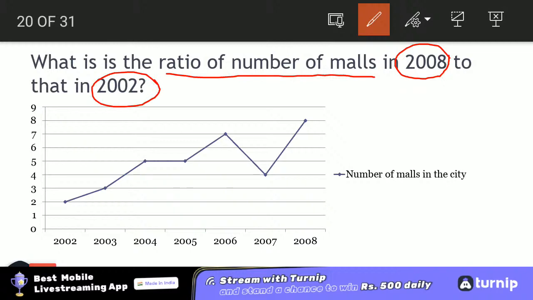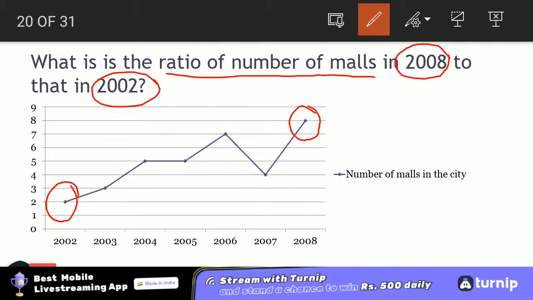Next, what is the ratio of the number of malls in 2008 to 2002? Now you need to calculate yourself and let me know the answer in the chat box. You need to know the number of malls in 2008 and the number of malls in 2002. And after that you need to tell me the ratio. Hurry up.